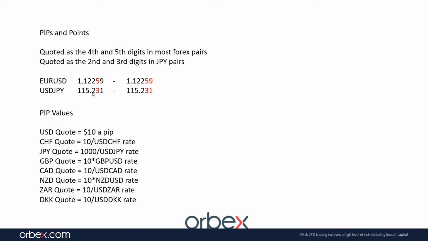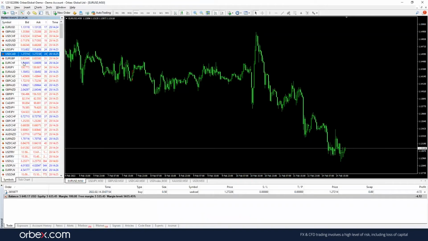And with dollar yen, because we've only got 3 digits after the decimal point, the pip value is the second digit after the decimal point. So here we've got 3.1 pips, or we've got 31 points, depending on how you're calculating and what you prefer. So this is what it is in the market. And again, we'll take a look at the MT4 platform to see here.